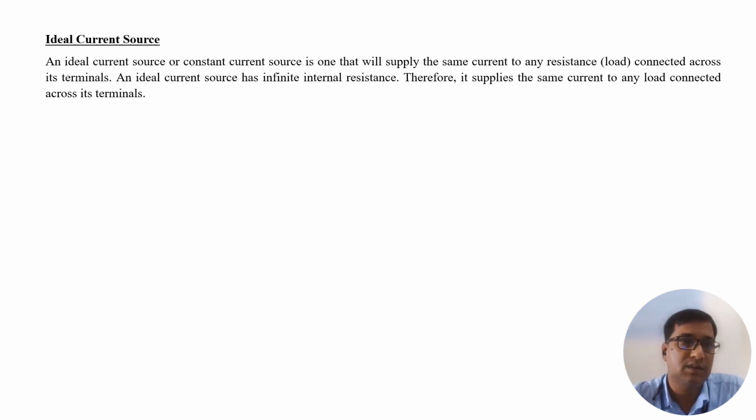An ideal current source, or constant current source, will have a constant value of current. It can supply the same amount of current to any connected load. Either the voltage across its terminal is zero or infinite. An ideal current source has an infinite internal resistance. Therefore, it supplies the same amount of current to any connected load across its terminal.